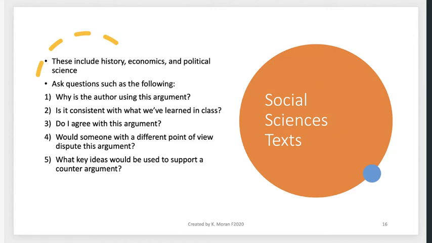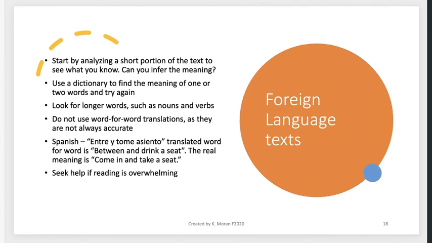Would someone with a different point of view argue with you about your point of view? And what are the key things that could be used in an argument against what the textbook is stating? Again, this is critical thinking, and it's important to do this because we can't just accept everything that we read, even if it is in a textbook.